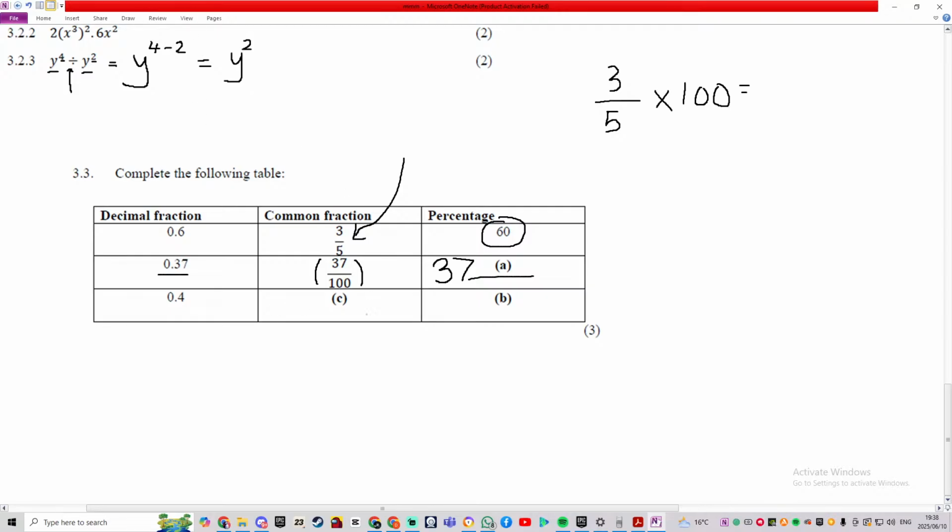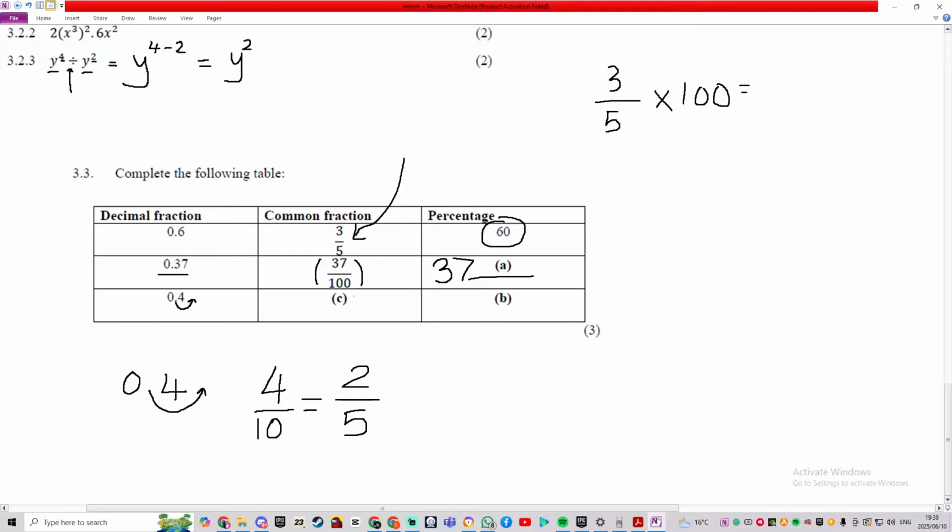So we have that answer for A over there. Then for the common fraction, to convert the 0.4, remember we move the decimal. How many times can we move the decimal? We can move it one time. That means we're going to have 4 over 10, just the 10. So we have 4 over 10. That can be simplified further to 2 over 5.